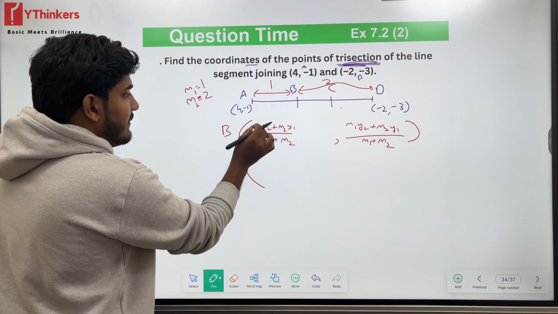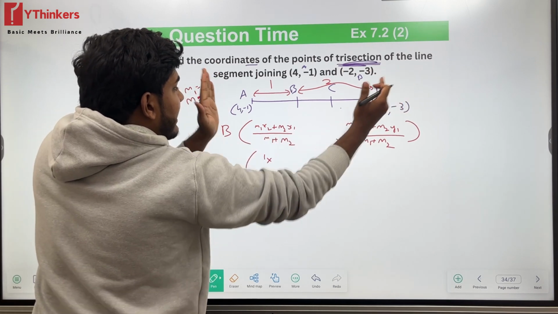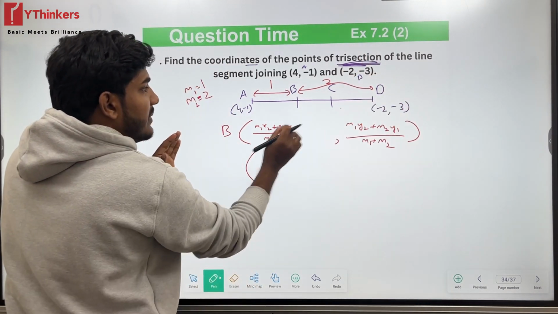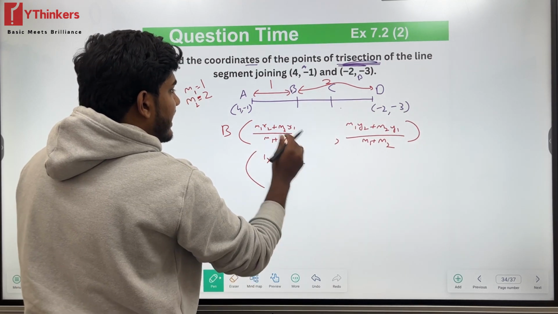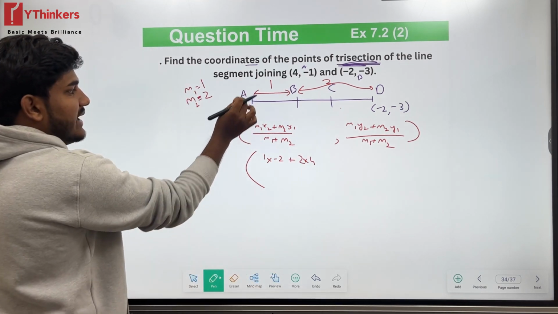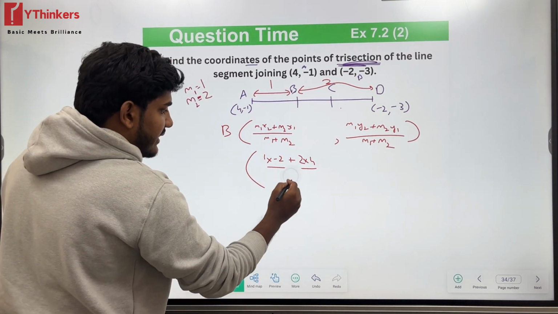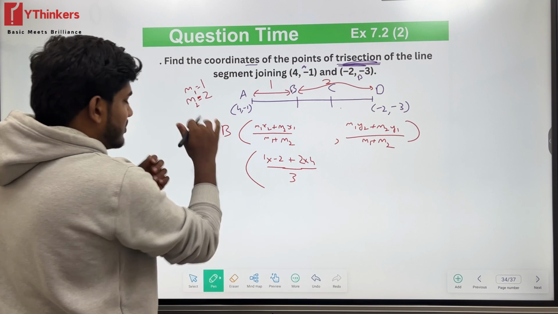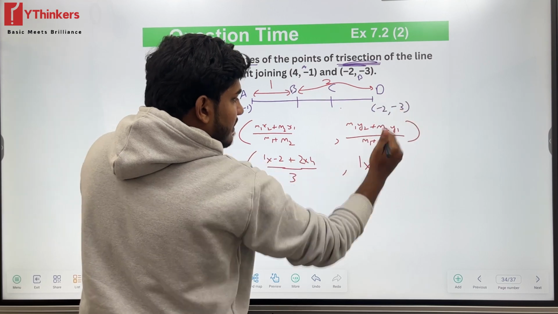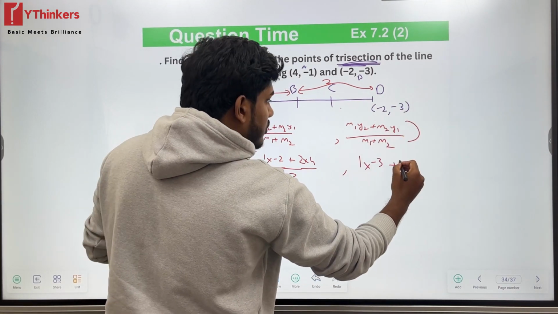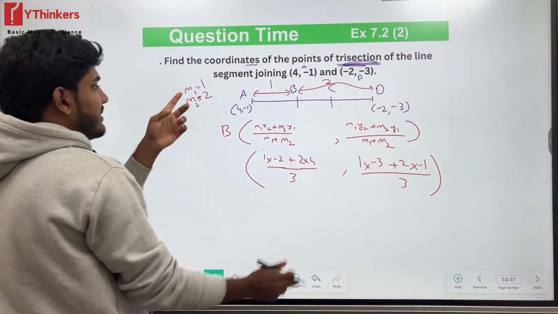Simple. Just see. What is M1? 1 into x2. Who is x2? Not C, x2 is this one. A and D are (x1, y1) and (x2, y2). So what will be x2, the value of D which is given to us? It will be minus 2. What is M2? 2. x1 will be 4, x1 meaning the value of A. M1 plus M2 is nothing but 1 plus 2 which is 3. So I'll directly write it as 3, I don't have space. And same here, this is 1 into y2, y2 meaning the value of D, minus 3, plus M2 2 into y1, y1 meaning minus 1, divided by again 3 because M1 plus M2 means 1 plus 2 is 3.